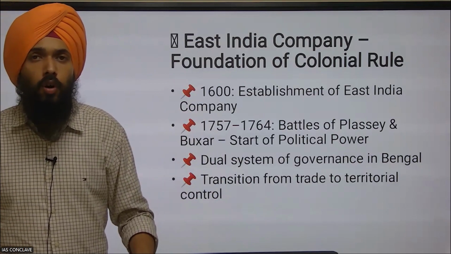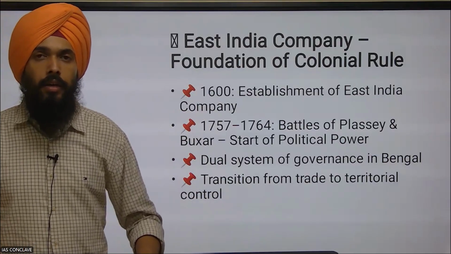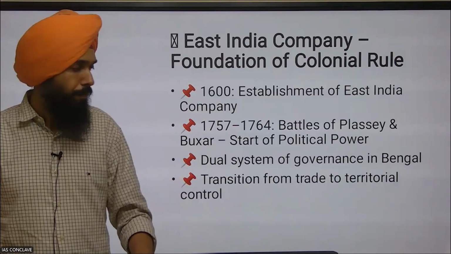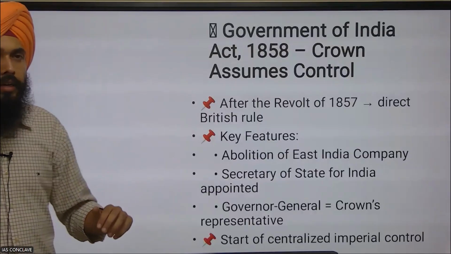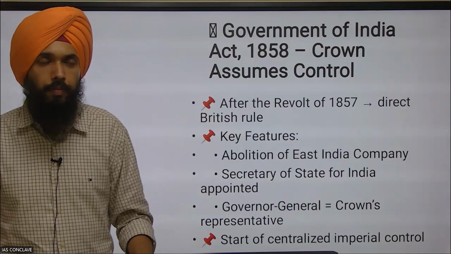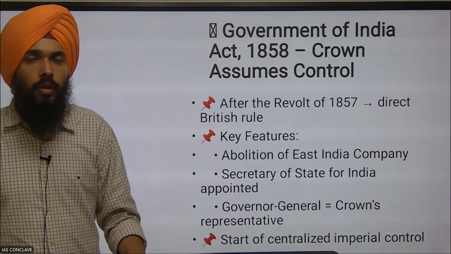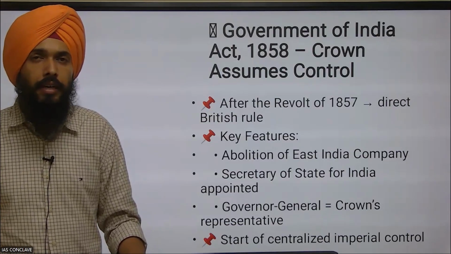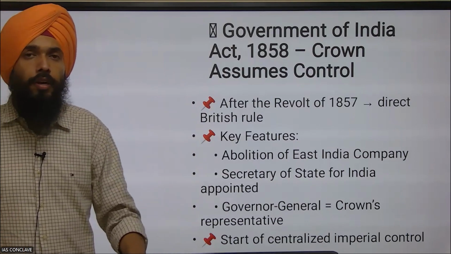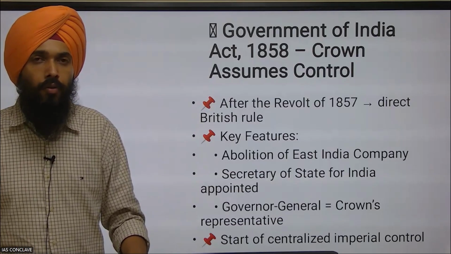There in Bengal, we saw the dual system of government, where both the Nizam and the company used to rule. So it transitions from trading to territorial expansion. Starting from the company rule, there were various acts that regulated the activities of the company. After the revolt of 1857, the crown assumed the role of government in India.